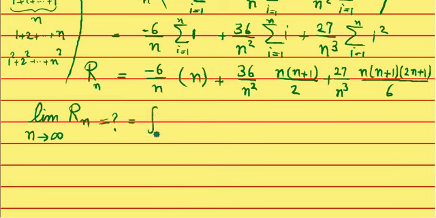That is the original problem we started with, which was 1 to 3 of x squared. Excuse me, it was 1 to 4 of x squared plus 2x minus 5 dx. That is what is left to do.